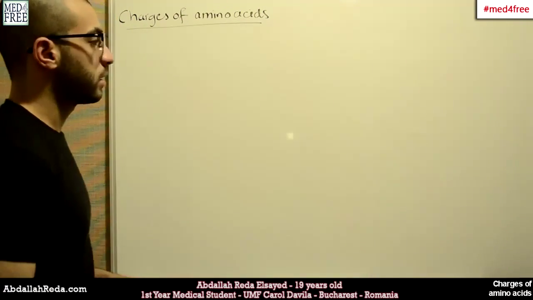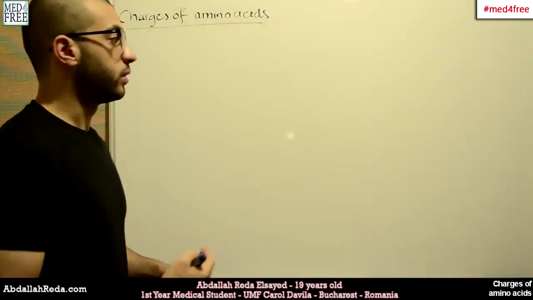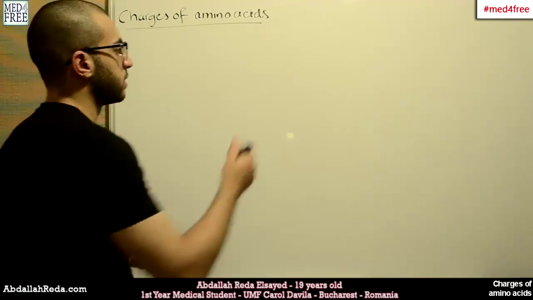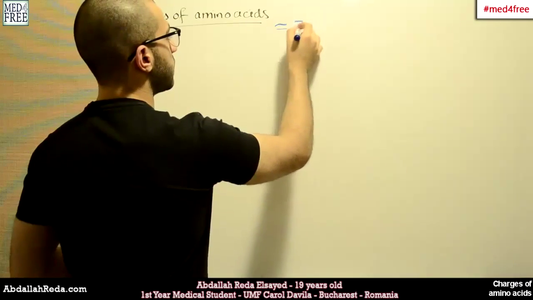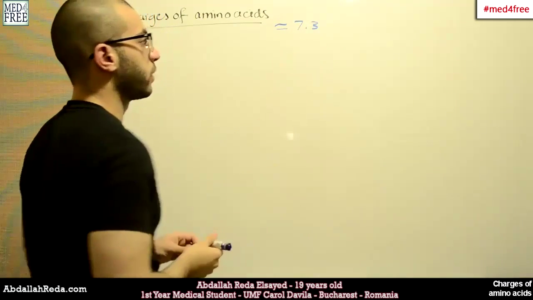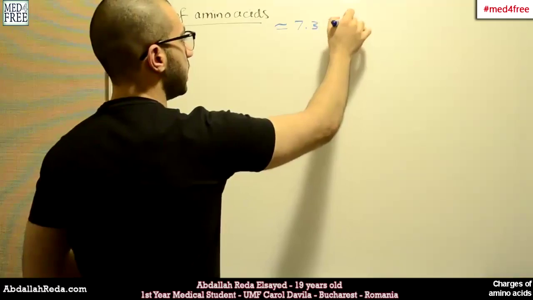Today we're going to talk about the charges of amino acids. How are amino acids charged relative to the physiological pH, which is around 7.3 or 7.4 on the pH scale?